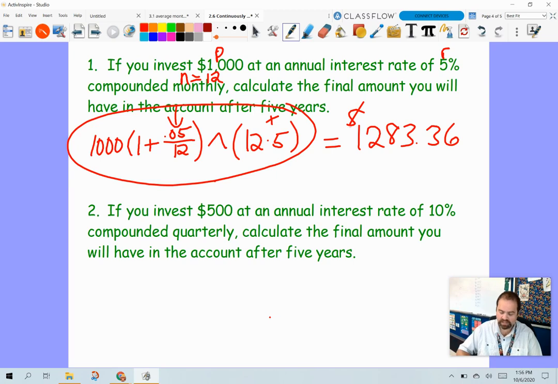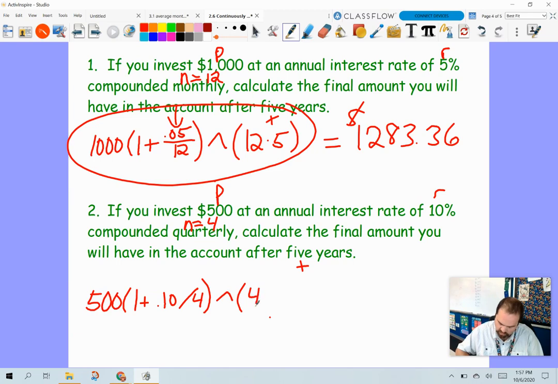Okay, jumping right into the next problem. Your principal is $500. Your interest rate is 10%, compounded quarterly. That means 4 times a year. Calculate the final amount you have in the account after 5 years again. So that's your time. So principal, 500, 1 plus, my interest rate is 0.10 divided by 4. Exponent key, 4 times 5. Okay, that is exactly what it would look like on the display of your calculator.